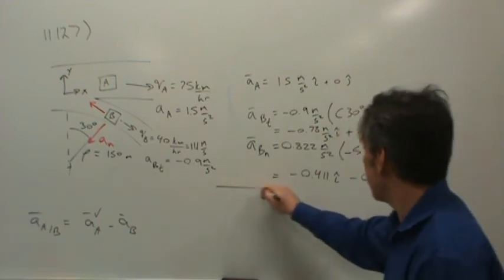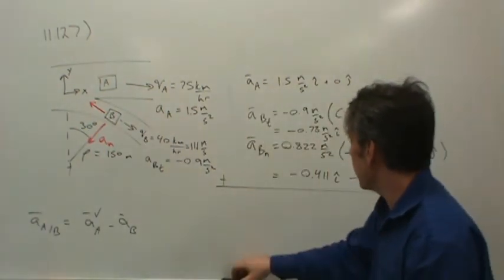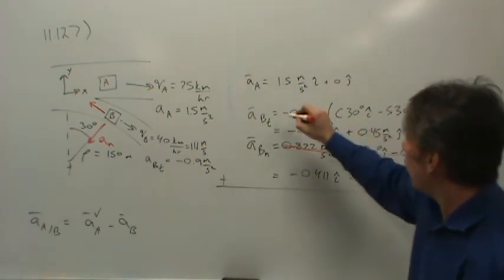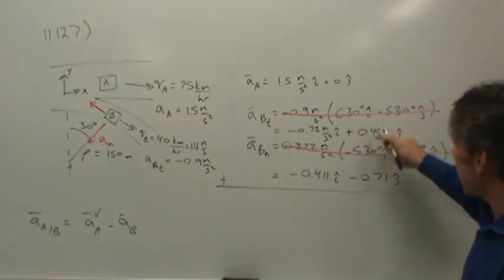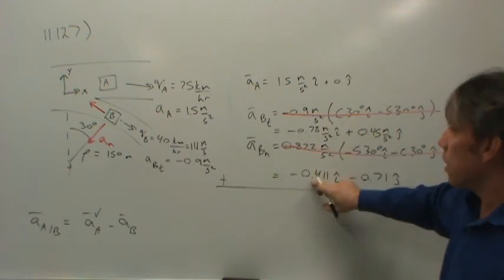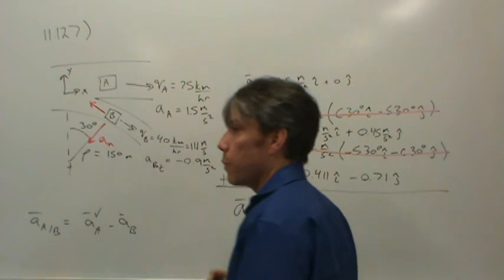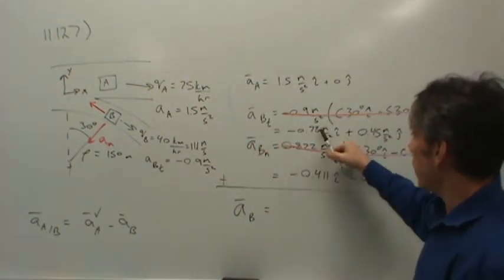Okay, now let's add the two together. Let's get rid of all the mess in between, because we really are no longer interested in this one or this one, right? All we really want to do is add these components, because that would give us the total acceleration of b. So the total acceleration of b will just be the sum of these two.